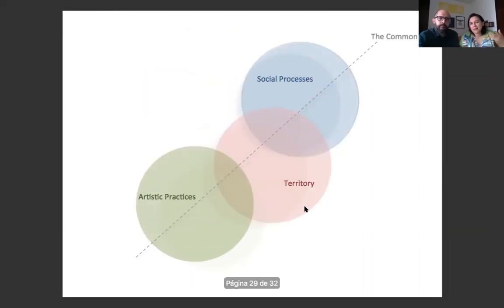And we see the common like the thread that connects all these three areas, yes, and that they must put on the same level of importance the social processes, they can move, the territory situations, and the artistic practices.